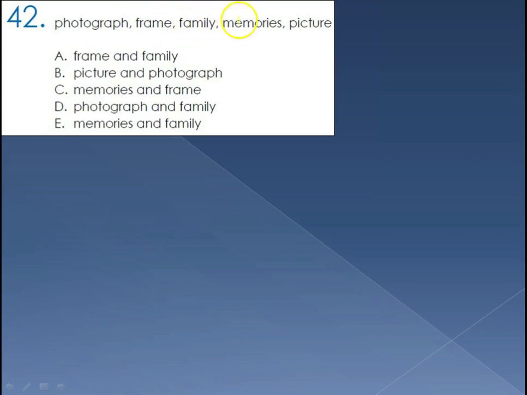So family, no. Memories, no. Picture is quite similar, but a frame is almost like what you put a picture in, so it's not actually a picture. Now we go to photograph. Photograph is not the same as a frame. You put a photograph in a frame. Family, no. Memories, obviously it reminds you and it gives you memories of the photograph, but a similar meaning would be picture. So that means the answer has to be B.